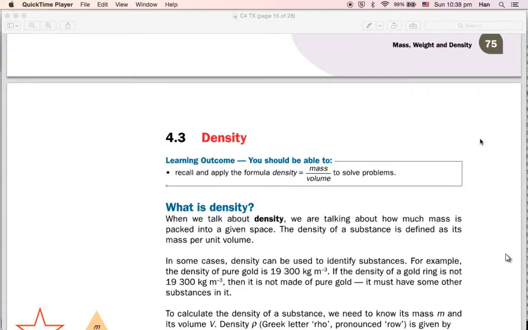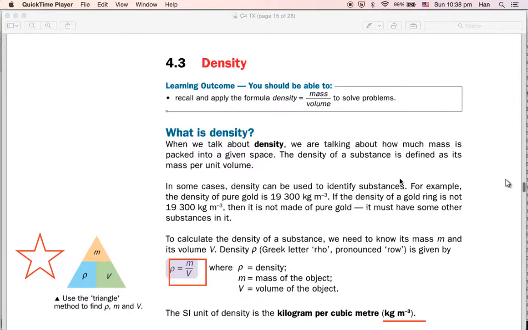Alright, hi guys. Welcome to our last series of videos on mass, weight, and density. We are on page 76 of your textbook. Today we're going to finish up on density, the final part of this chapter.